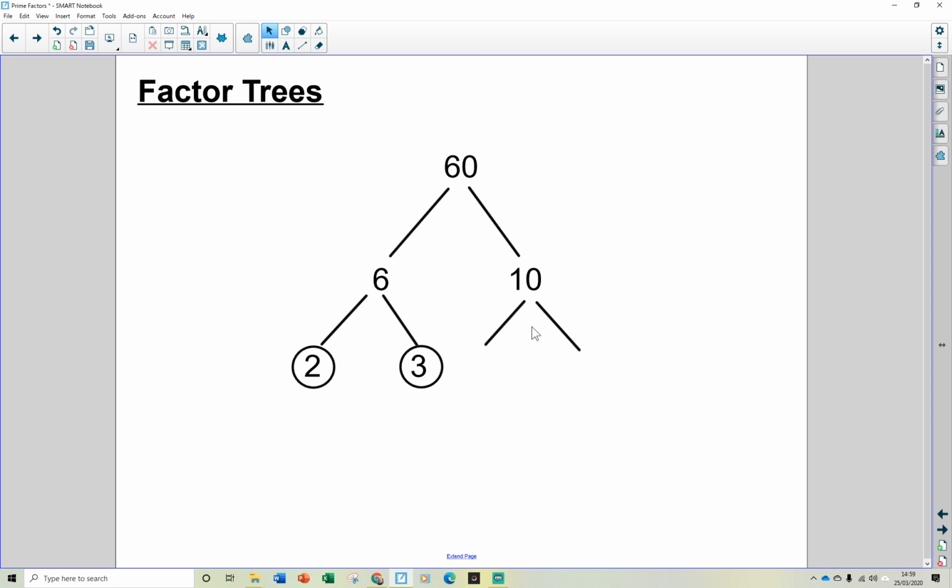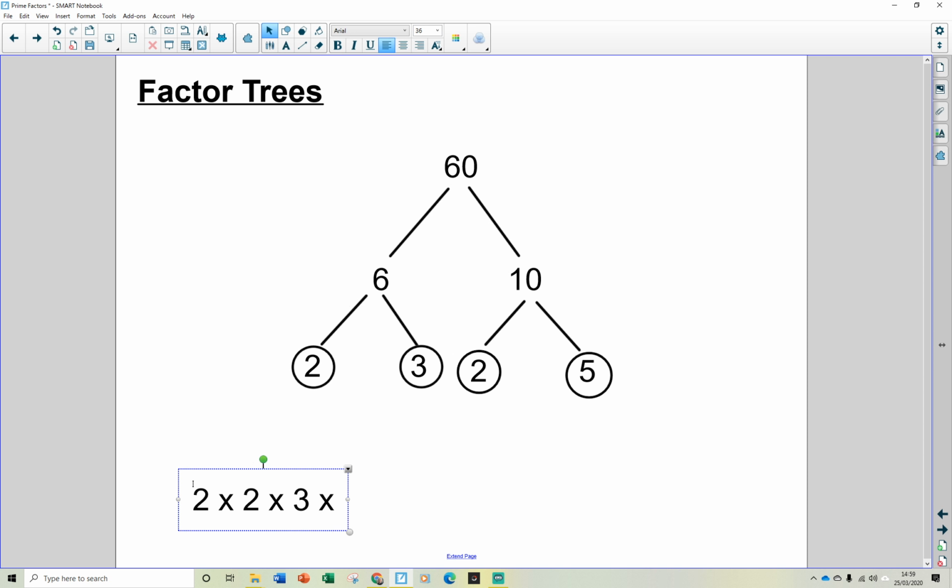I now need to try and work out what this one's going to be. So 10 is 2 times 5. 2 times 5 makes 10, and both 2 and 5 are prime numbers as well. And they can't be broken down any further. So I've reached the end of this here. Now I could write down 2 times 3 times 2 times 5, but just to make things a little clearer, I'm going to put them in ascending order. So I'm going to do 2 times 2 times 3 times 5.